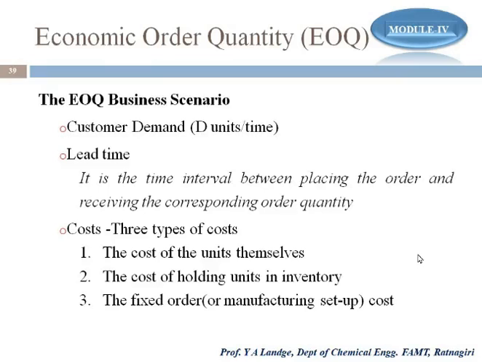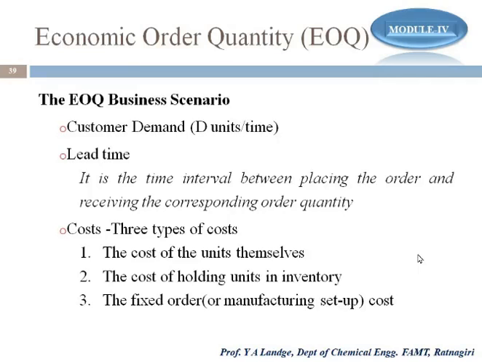I mean, just like if you are purchasing the raw material from Mumbai, it may take 2 to 4 days to supply it here in Ratnagiri. It means again I need to check that part, and that is called the lead time. It is the time interval between placing the order and receiving the corresponding order quantity.